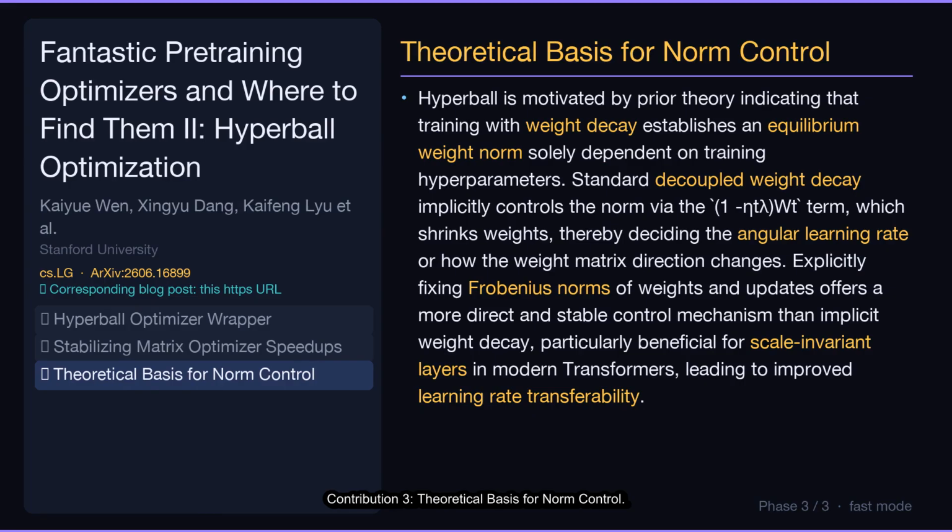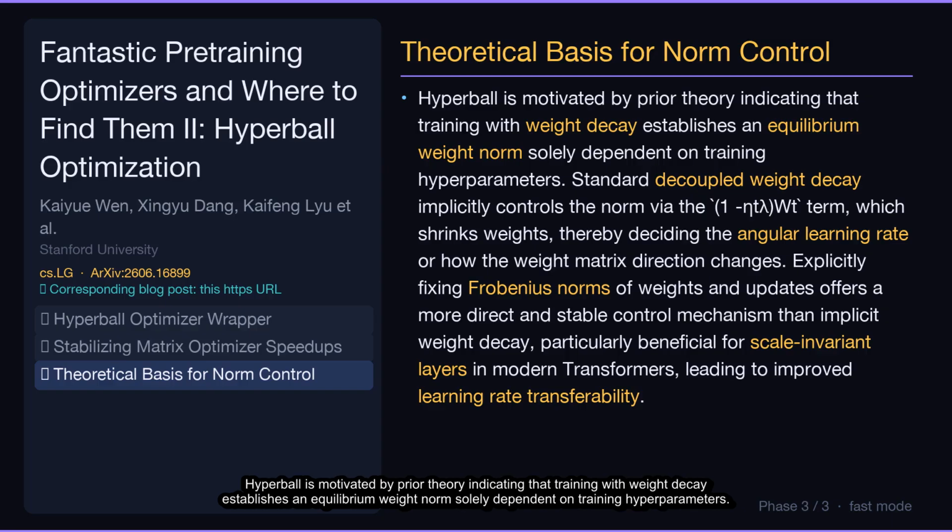Contribution 3. Theoretical basis for norm control. Hyperball is motivated by prior theory indicating that training with weight decay establishes an equilibrium weight norm solely dependent on training hyperparameters. Standard decoupled weight decay implicitly controls the norm via the (1 - eta_t lambda) W_t term, which shrinks weights, thereby deciding the angular learning rate, or how the weight matrix direction changes.